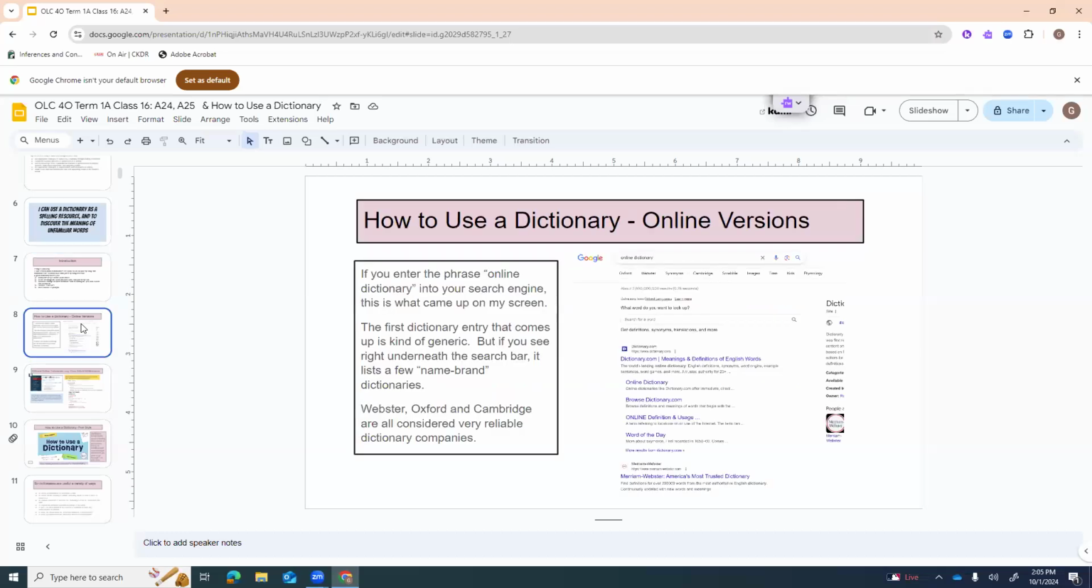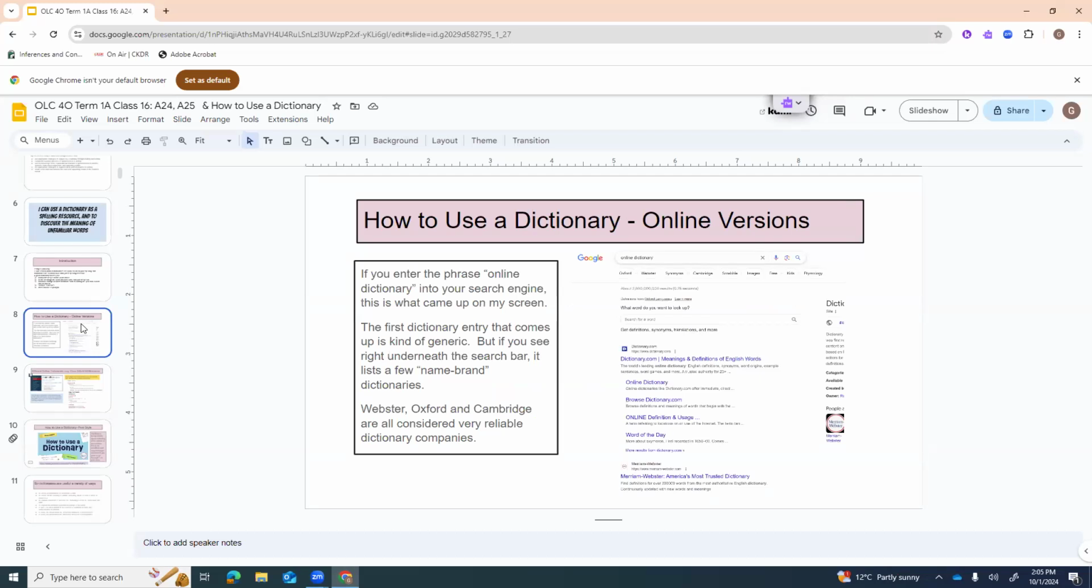So if you are using a dictionary online, just enter the phrase online dictionary into your search engine. And when you do that, this is what came up on my screen. The first dictionary entry is just called like dictionary.com. It's kind of generic.